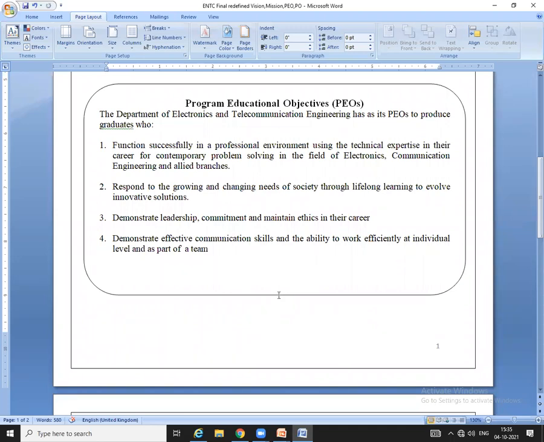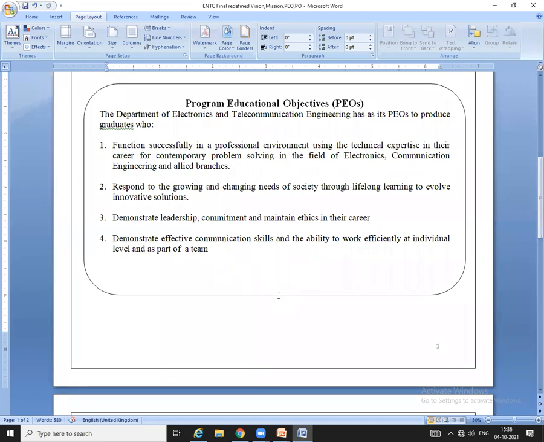Okay, so what is this PEO? PEO is the Program Educational Objectives. Whenever a student graduates from the institute, say in the next year you are going to graduate, then after 4-5 years, what you will be, where you will be, at what position you will be. Those achievable targets are set in this PEO.